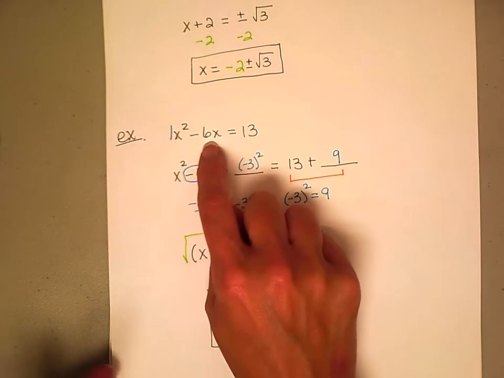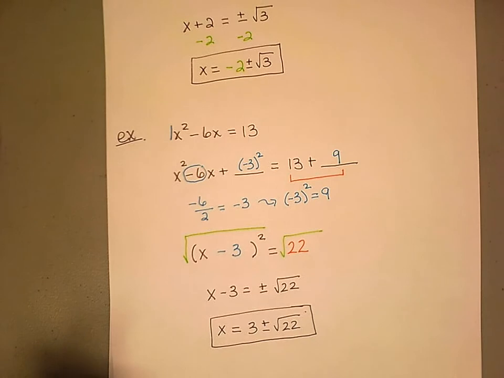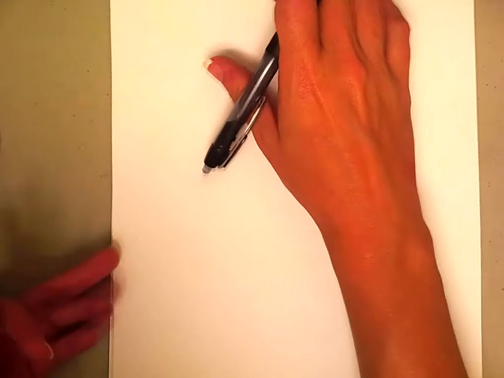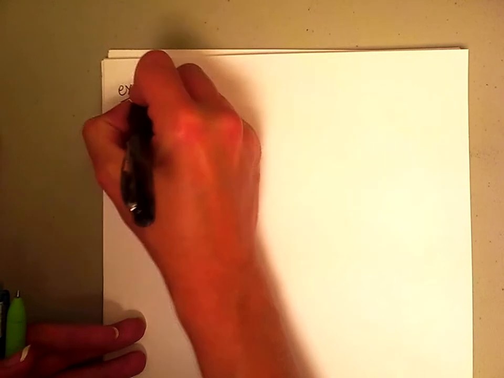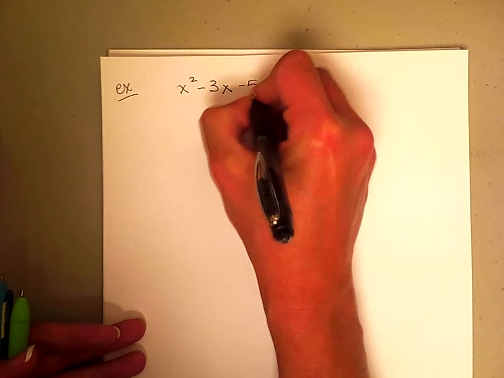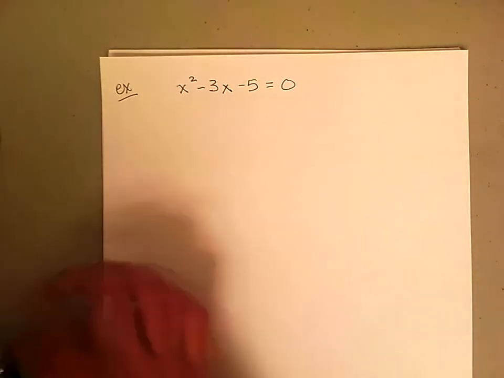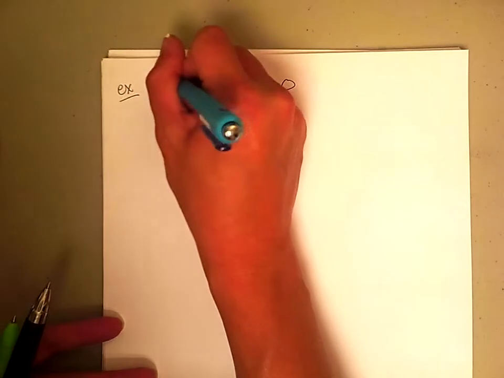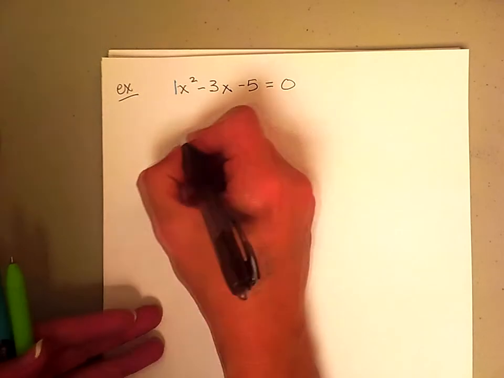So when the coefficient b here is even, completing the square is very easy to do. Okay? But it can still be done even if it's odd. So let's try one of those. So we have x squared minus 3x minus 5 equals 0. The coefficient on x squared is 1. That is good. Okay.